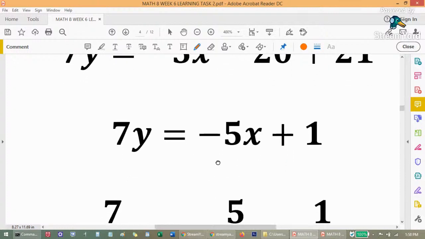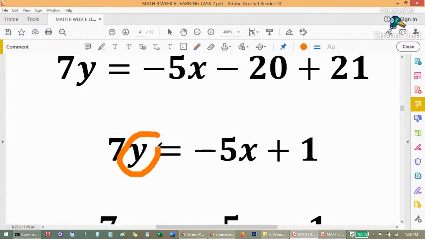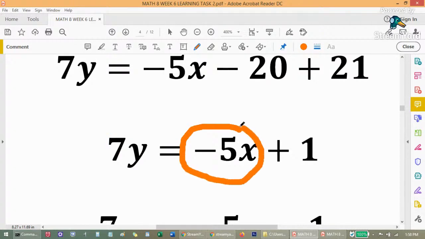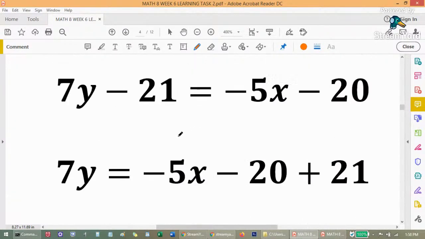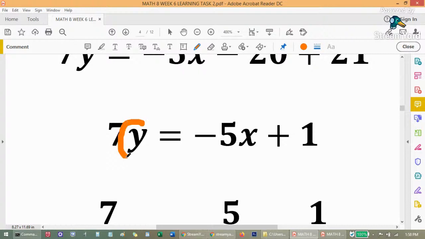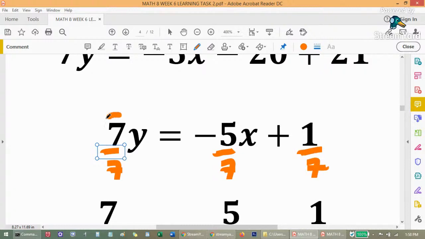So malapit na tayo sa y is equals to mx plus b. Ito na yung y natin, ito na yung mx natin, and ito na yung b natin. Okay? So, kailangan ang y na ito ay mawala ang 7 coefficient. So, paano mawawala ang 7 na ito? Di-divide natin lahat ng coefficient ng 7. Di-divide natin ito ng 7. Lahat ng coefficient, di-divide natin ng 7.